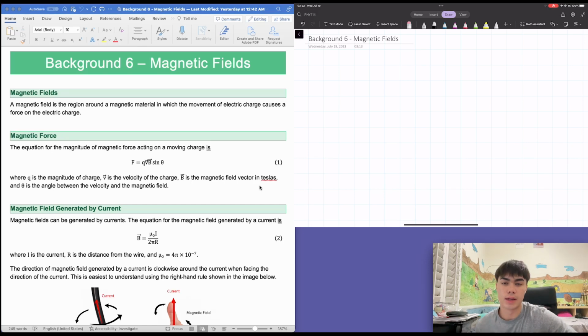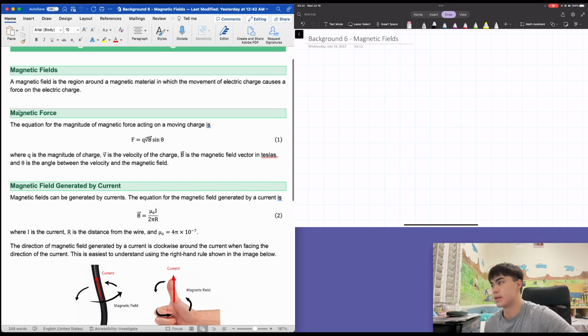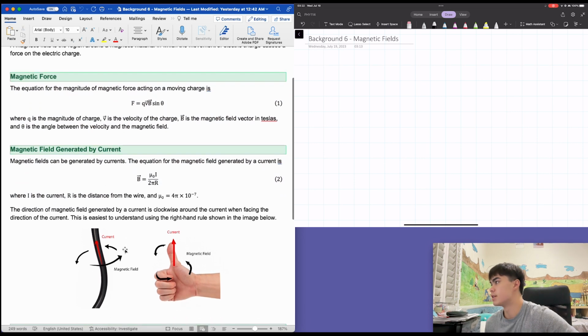Hey guys, so today we're going to go over background 6, magnetic fields. So the first thing is a magnetic field is the region around a magnetic material in which the movement of electric charge causes force on the electric charge. That'll make more sense as we go through the rest of this.